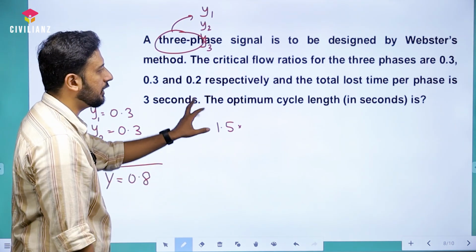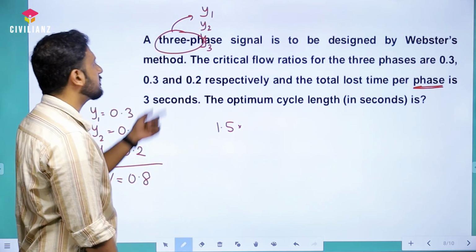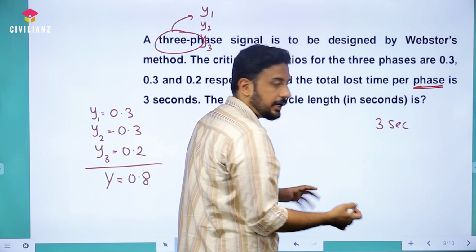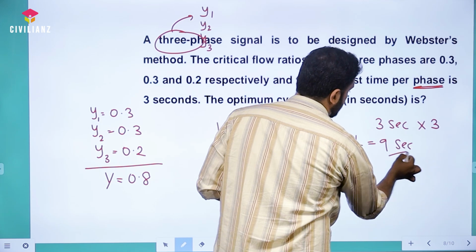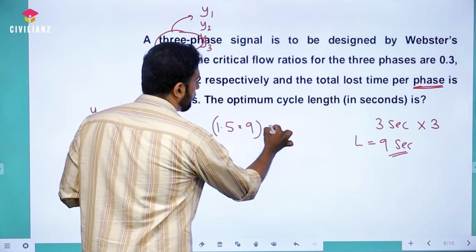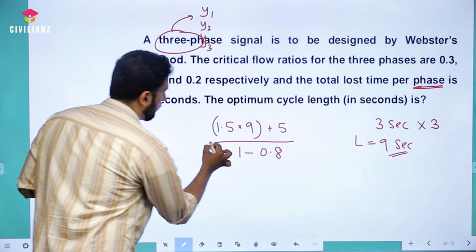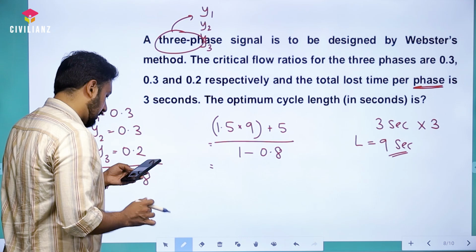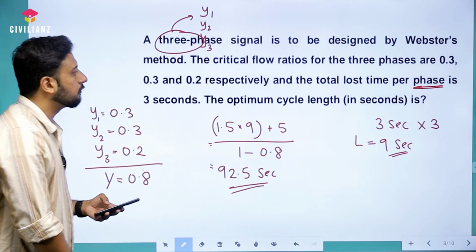No. I hope you might have already noted that the lost time per phase is given here. How many phases are there? 3 phases. So in each phase we are having 3 seconds lost, so totally L will be 9 seconds. That's it. So 1.5 into 9 plus 5, divided by 1 minus, here we have already calculated capital Y, 0.8. Once you do this calculation, you are going to get 92.5 seconds. Hope you got the right answer.